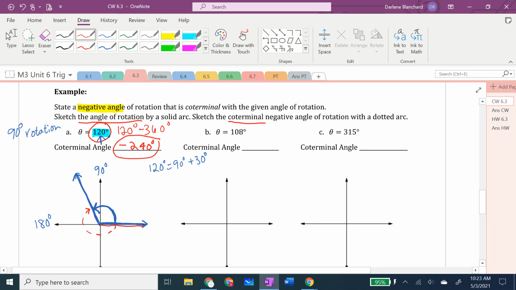All right, let's move on to B. If your angle is 108, what is a negative coterminal angle? How do you find a negative coterminal angle?